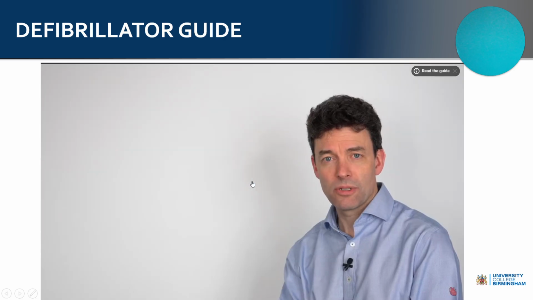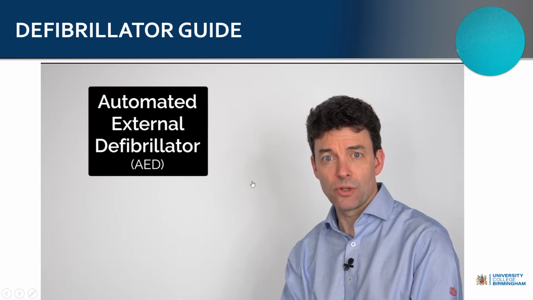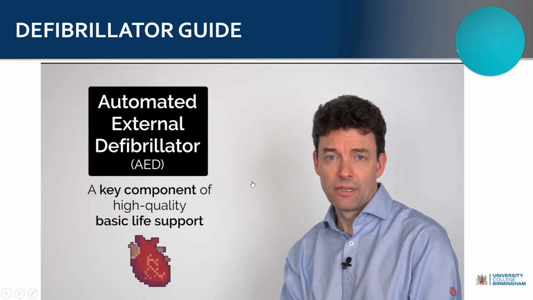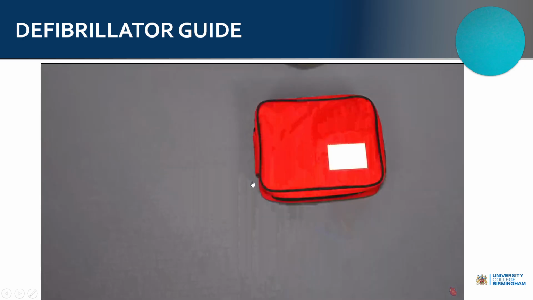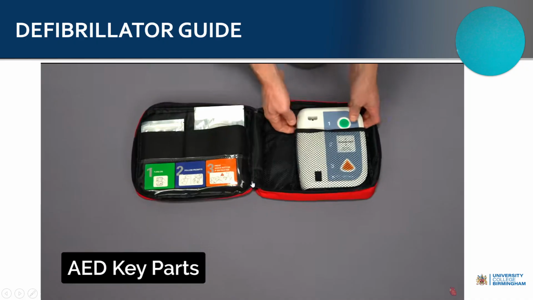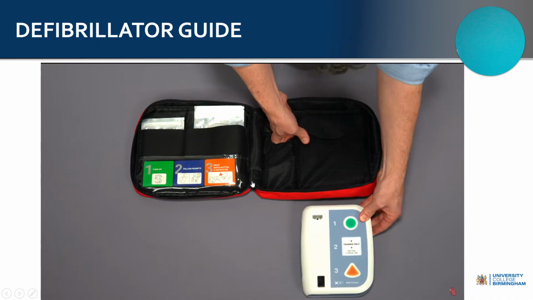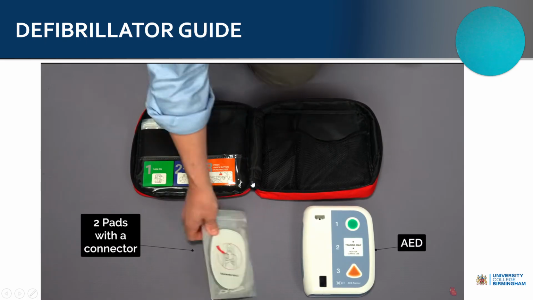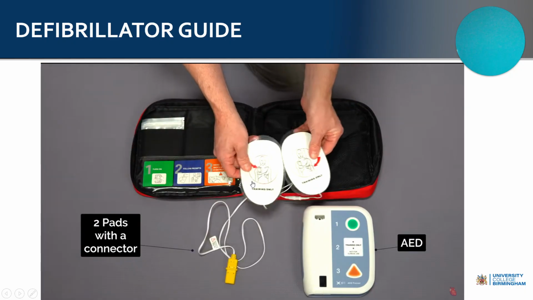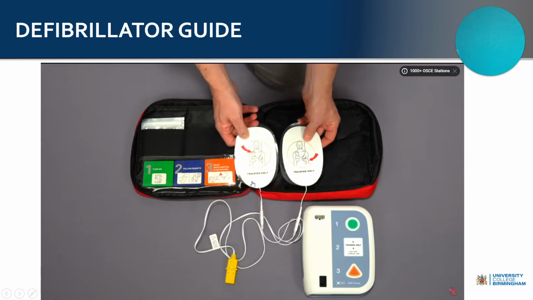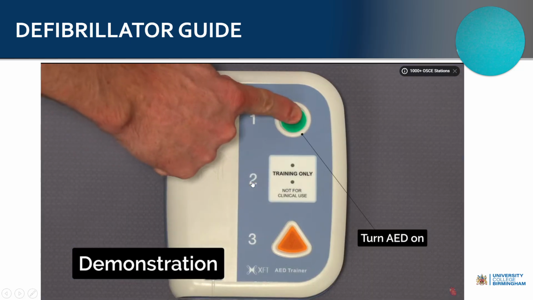Hi, my name is James, and today we're going to be talking about the use of an automated external defibrillator, or an AED. They are a key part of delivering both basic and advanced life support. When you have your defibrillator, inside there will be the defibrillator itself and some pads in a foil packet. When you open the foil packet, there'll be a lead for two pads which will demonstrate where they should be placed on the chest. Firstly, turn the defibrillator on.